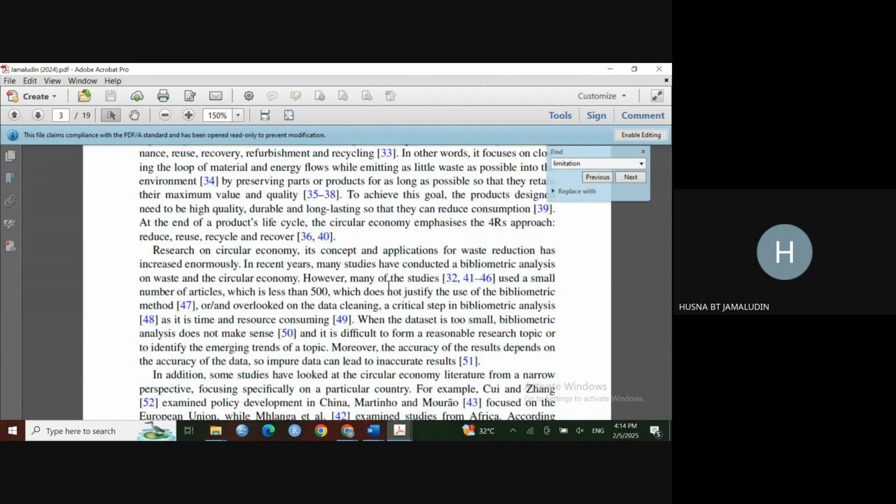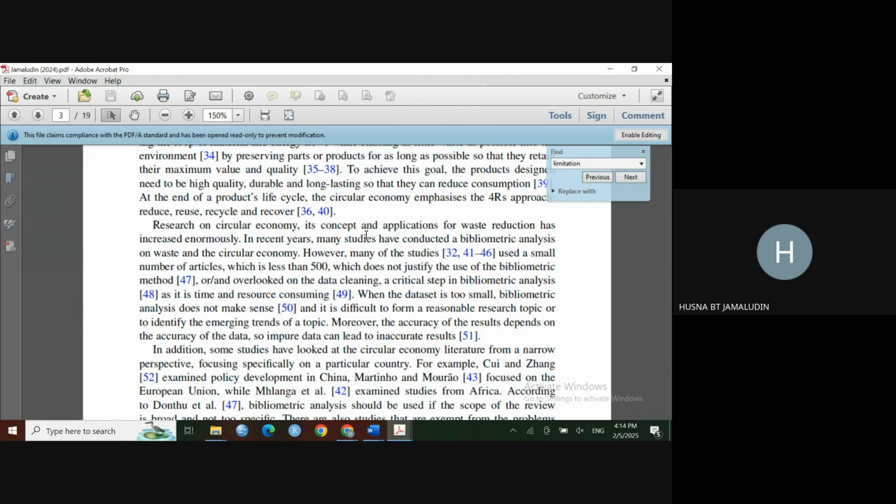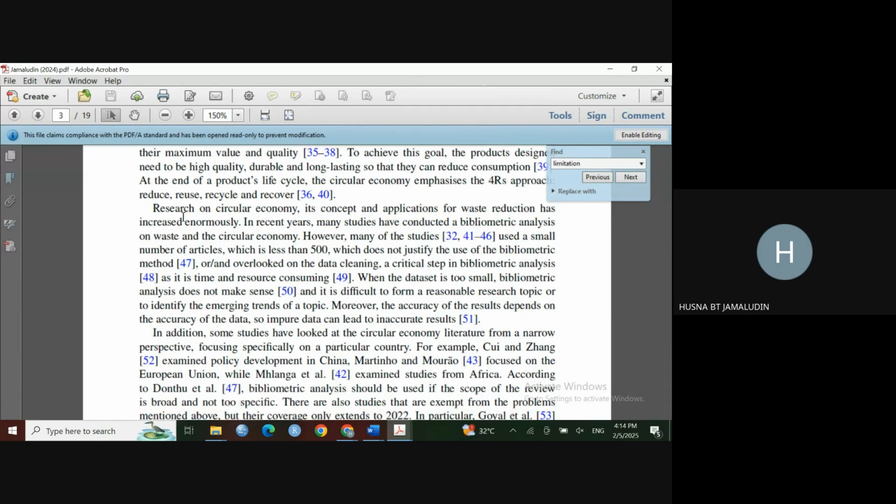Okay, some of you who have learned bibliometric, even though it's a different way of looking at it, it also has to highlight the significance of it. What is it? Research on circular economy, its concept and application has increased enormously. In recent years, many studies have been done on bibliometric. However, you want to highlight what your contribution is. What is the problem here?